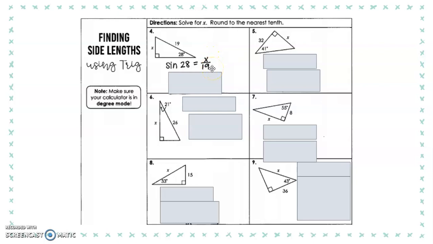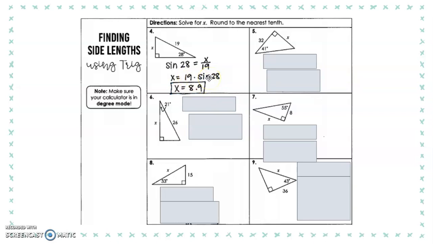So angle on the side and my ratio on the other. Then I'm going to solve for X like I normally would. When we solve for X, we are going to first get rid of the fraction on the bottom. To do that, we're going to multiply both sides by 19. So this becomes 19 sine of 28.